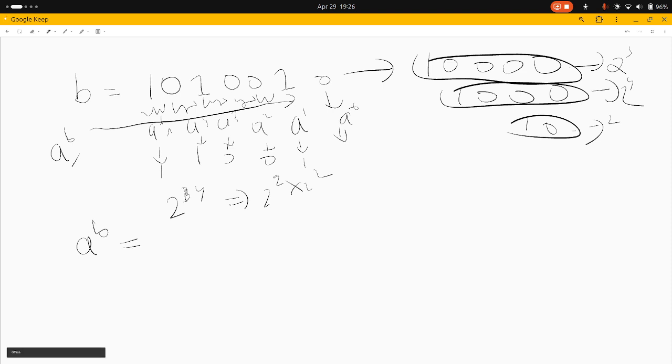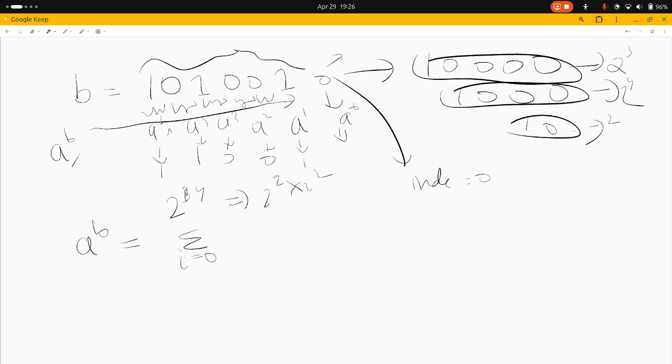So to get a power b, we are writing this approach. Let me write this one as sigma, where i is the bit position. The zeroth position is this one, the index 0 position, going up to infinity, until we reach the end. So what is our task is, sorry, a power 2 power i, sorry, a power i.